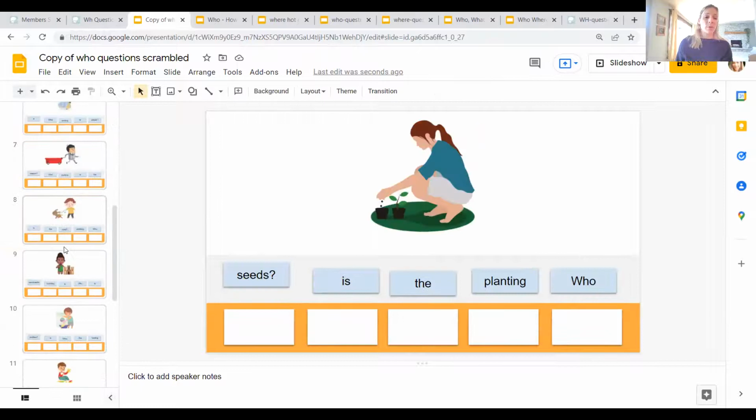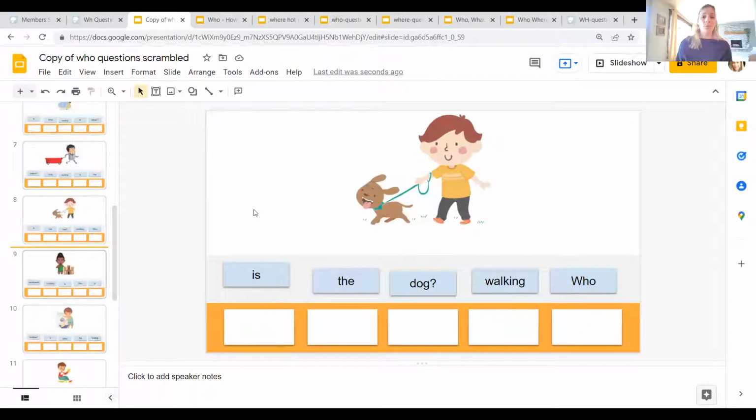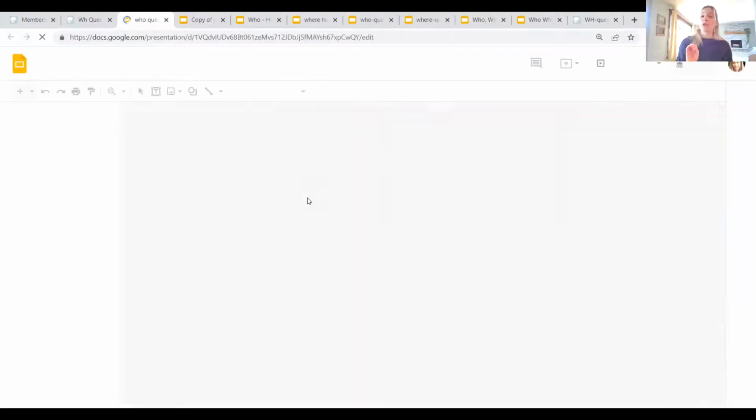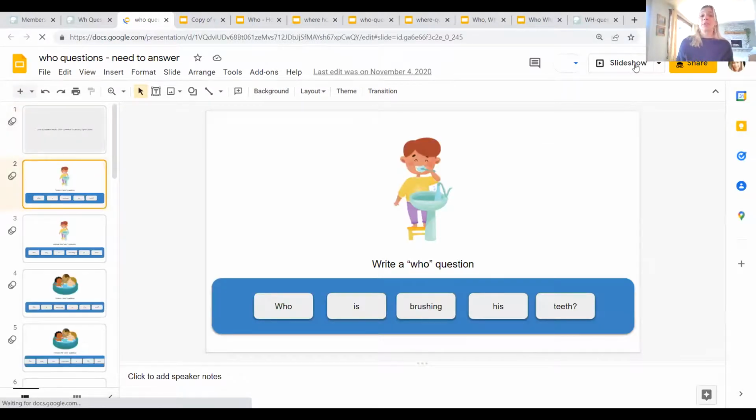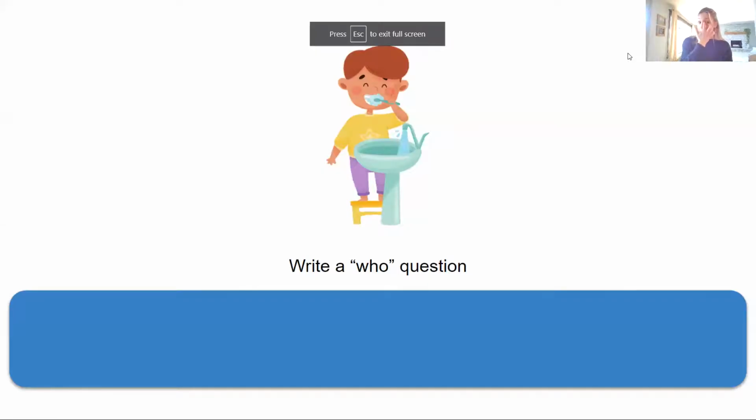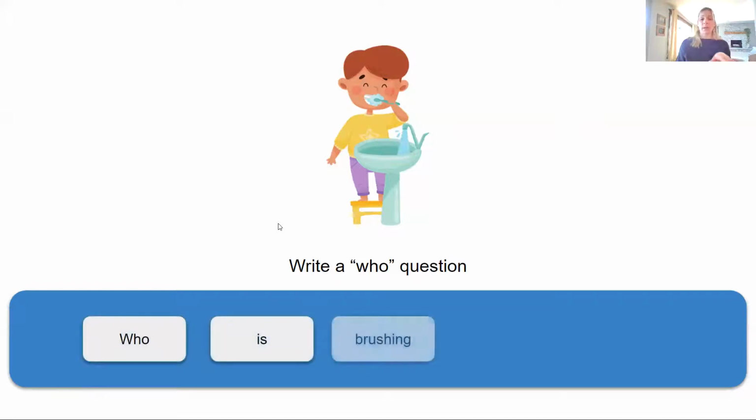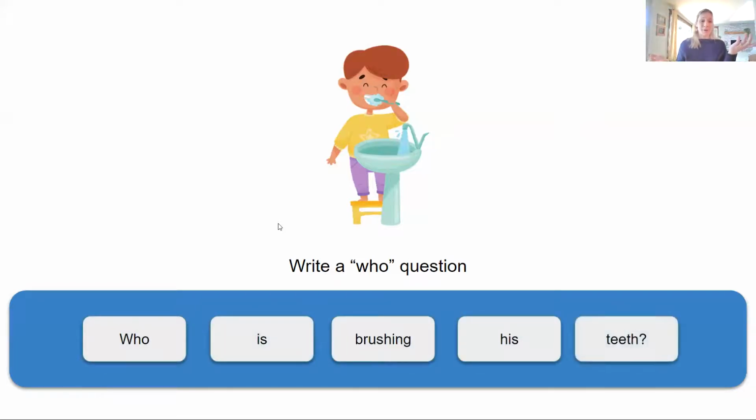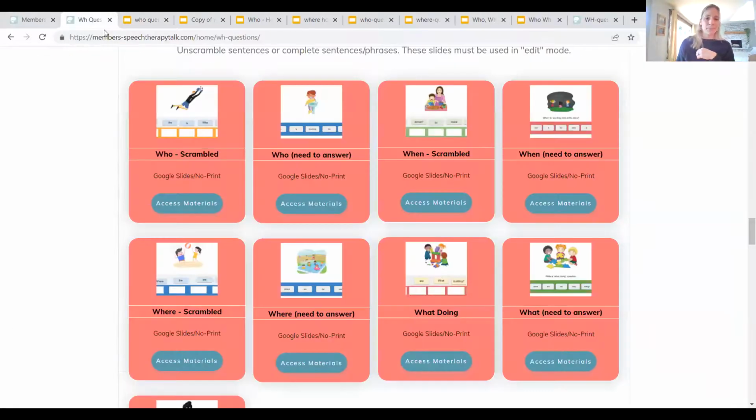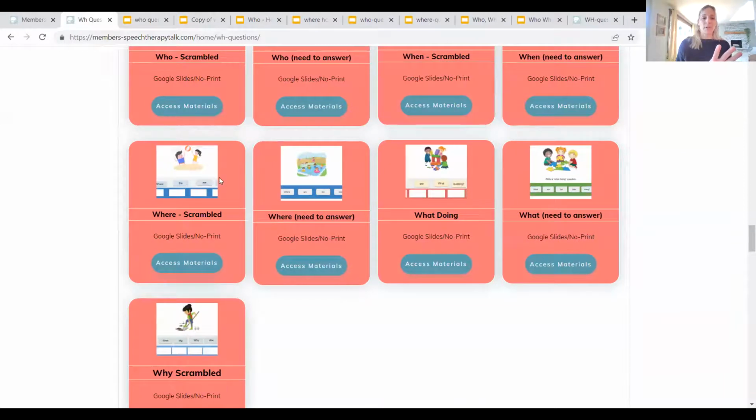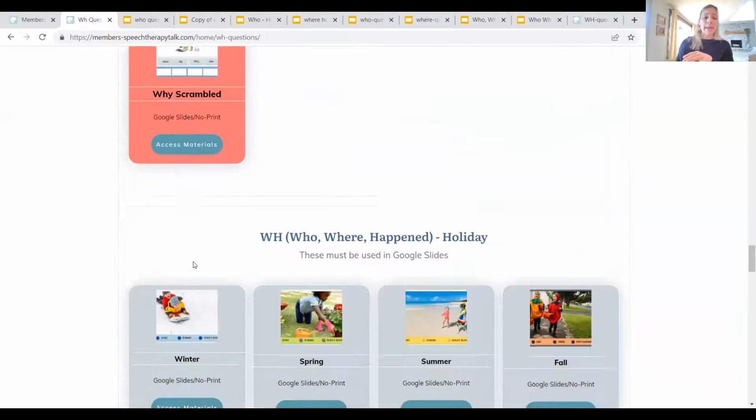And you can click through and go through all these slides. Or you can jump over for children who are getting pretty good at it. You don't want them to have the picture stimuli. So this time you have to press slideshow, and you have to write a who question. So they just have to write it. Every time they say a word, you click the screen and the word appears. So who is brushing his teeth? The boy is brushing his teeth. So you can write the sentence, answer the sentence. So you have all these options for where, what doing, why.